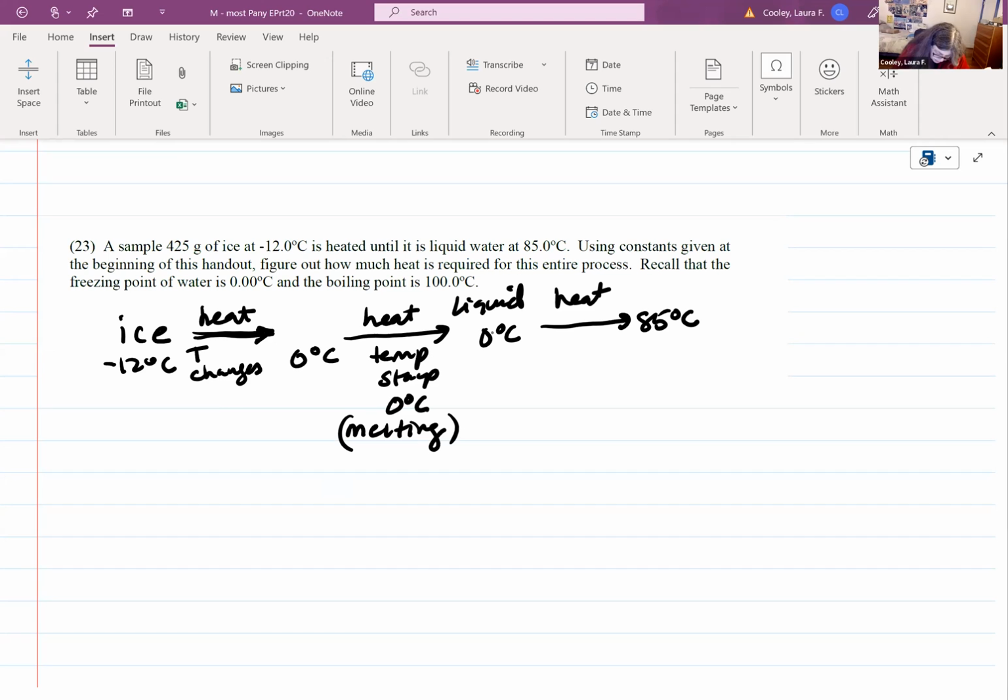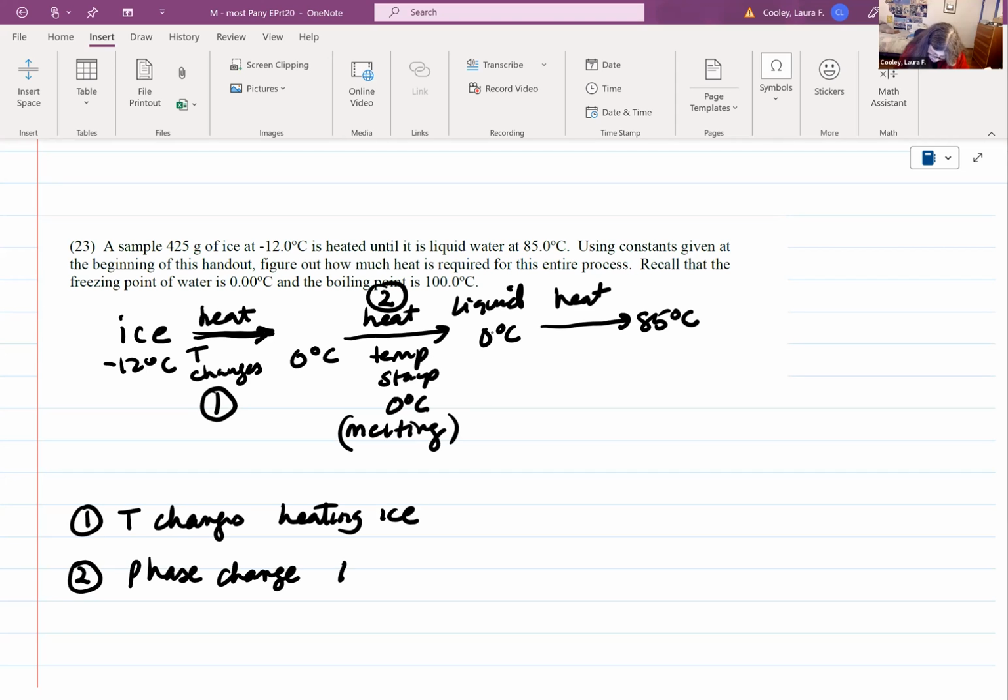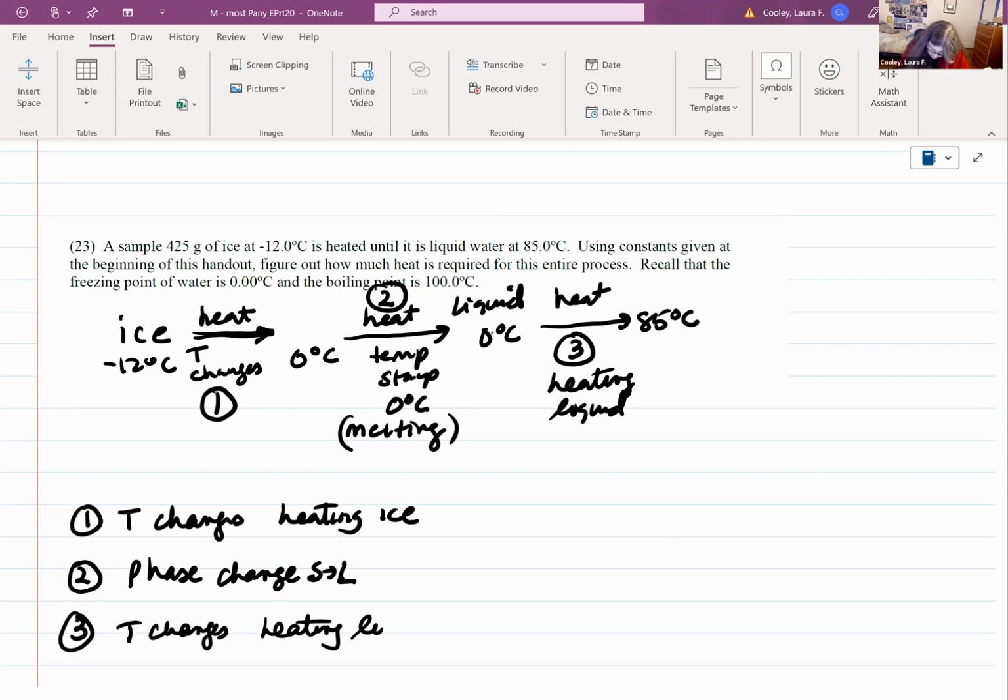Good. So step one is a step where the temperature changes, and you're heating the ice. Step 2 is a phase change from solid to liquid. Step 3 is you're heating the liquid from 0 to 85, and the temperature is changing. So when you have temperature changes, let me grab the equations.